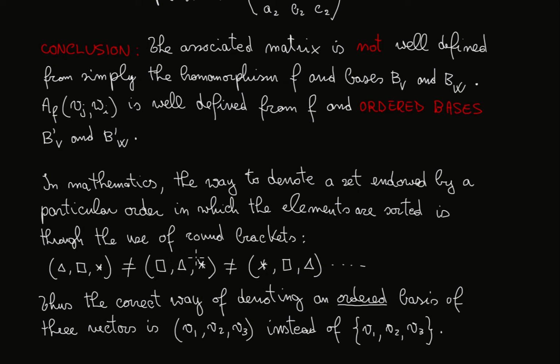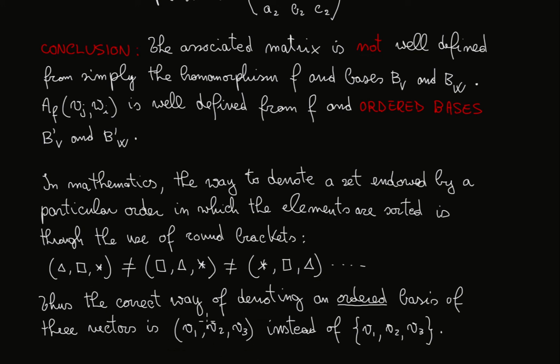And if I permute the order of these elements, then the set is exactly the same as before, but the ordering has changed. So round brackets, this listing is different from round brackets and this other listing of elements. And also it's different than round brackets and this other listing of elements and so on. Thus, the correct way of denoting an ordered basis of three vectors is putting them in round brackets instead of curly brackets. However, there is a possible confusion in using this notation, because this notation has been abused.